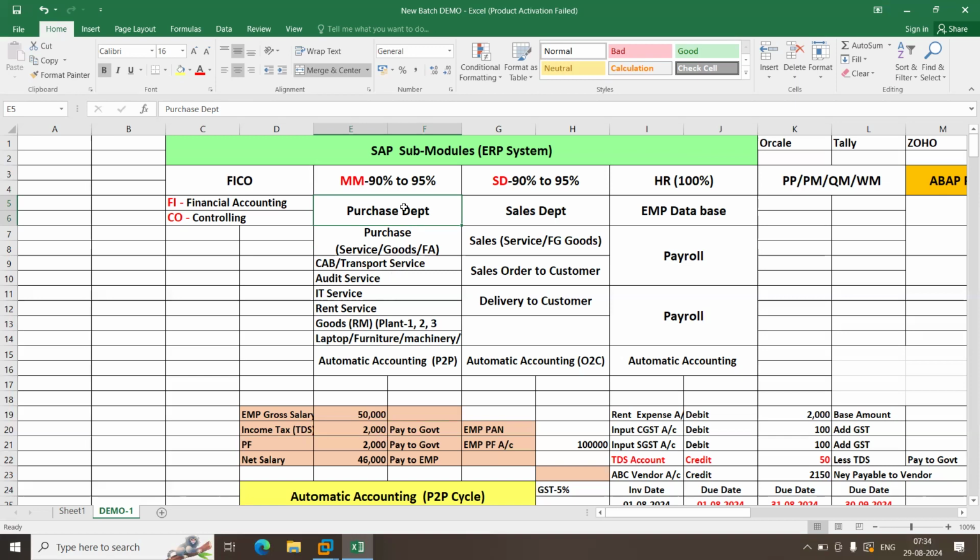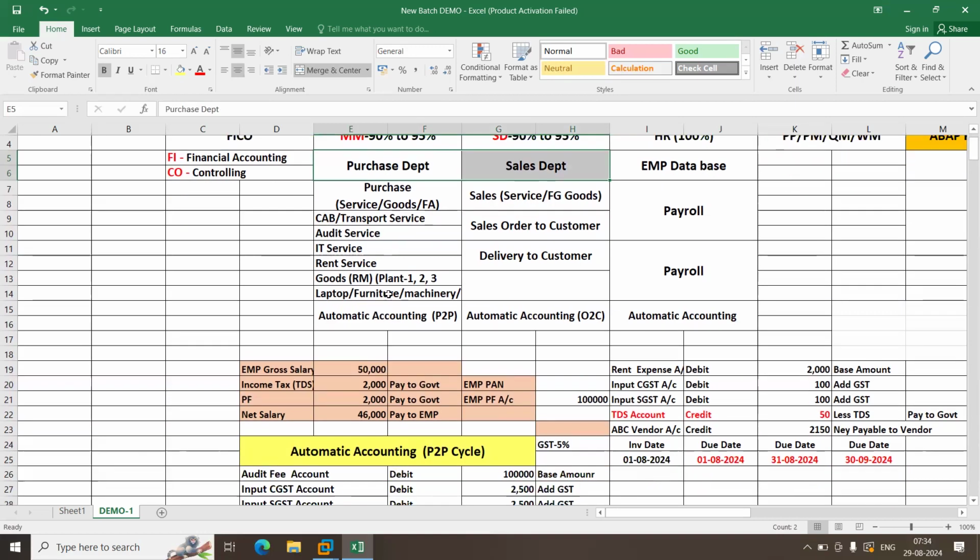Then the process is going to start from purchase and sales. As I mentioned here, 90 to 95% of the processes will start from the purchase and sales department. Then finally, whatever you purchase, if it adds value in your organization, we have to do the accounting. Wherever you have a financial or economic impact, we have to do the accounting. And for this accounting, we'll learn how to do it manually and how to do it automatically.